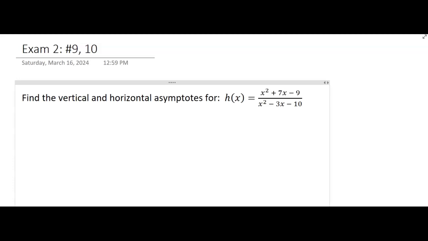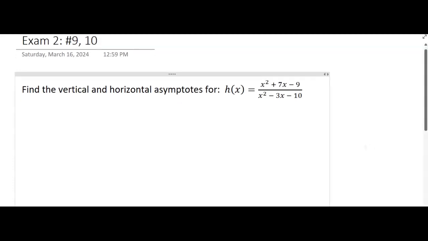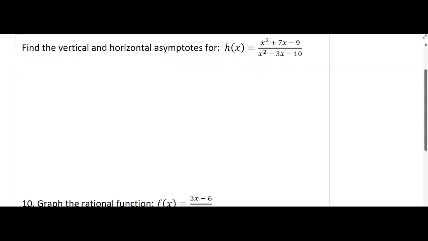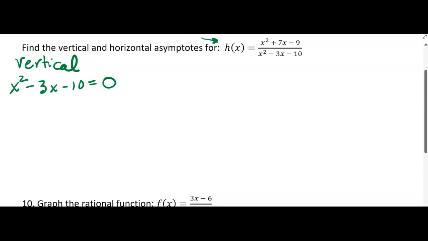So remember this test was only 10 questions, and these are the last two problems. It says find the vertical and horizontal asymptotes for a rational function. So rational functions, we have to worry about the asymptotes. To find the vertical ones, you take the denominator and set that equal to 0.